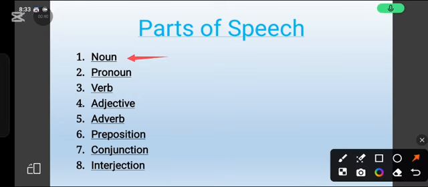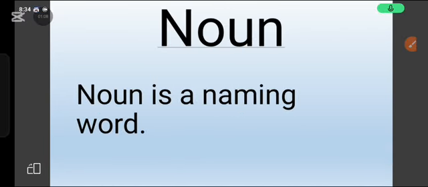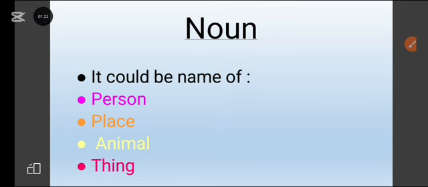Number 1 is noun, number 2 pronoun, number 3 verb, number 4 adjective, number 5 adverb, number 6 preposition, number 7 conjunction, number 8 interjection. So total we are having 8 parts of speech. In our first lecture we will learn about noun. Noun is a naming word. It could be name of a person, place, an animal or a thing.